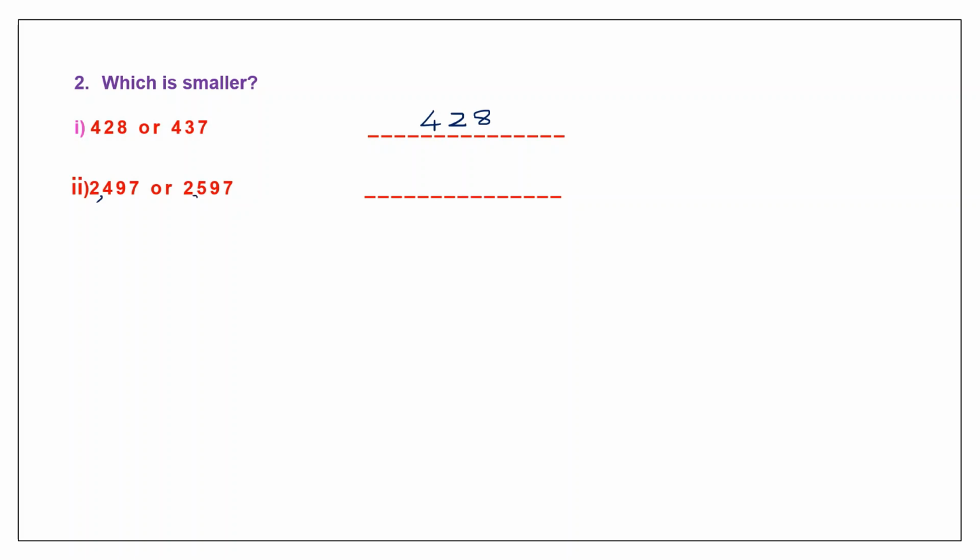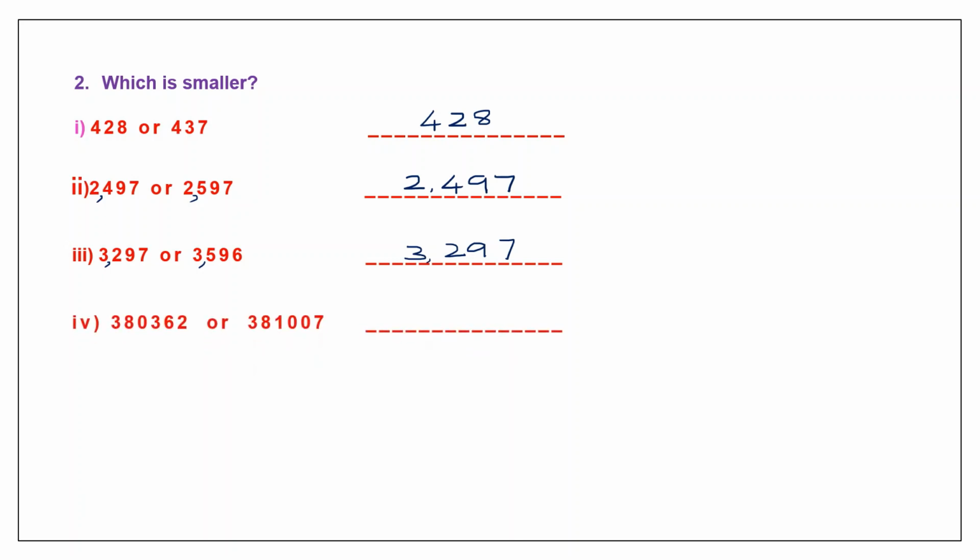Next one. Here we have 2,497 or 2,597. So we can make out that 2,497 is the smaller one. So 2,497. Next one. 3,297 or 3,596. Now if you see, both are starting with 3,000. So if we go to the next number, here we have 2 and here we have 5. So 2 is the smaller one. So let's write that number, 3,297.